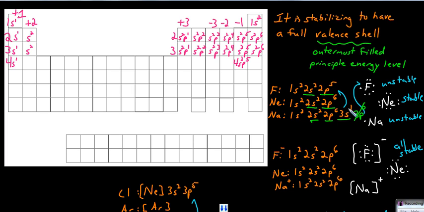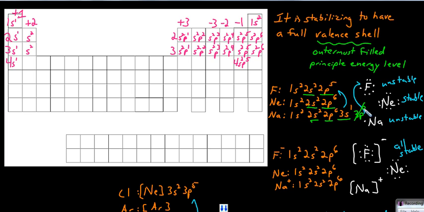Another way to draw this is in using these Lewis dot structures, where each of these dots represents the number of valence electrons around each of these elements. We can see that neon has 2 plus 6, 8 valence electrons, 2, 4, 6, 8, a full octet. Fluorine has 2 plus 5, 7 valence electrons. It would like to have 1 more. And sodium has just that electron in the 3s subshell, 1 valence electron.